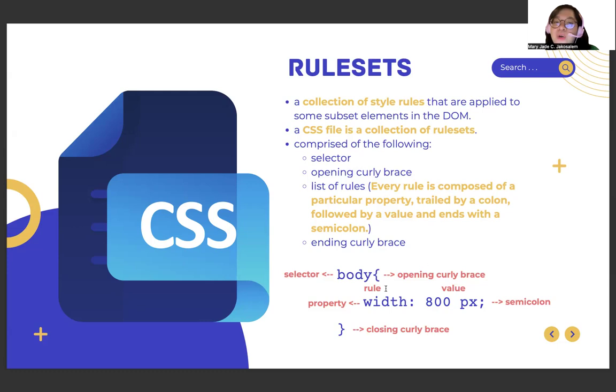So a rule is actually composed of the property. This is our property, the width. Then we have the colon. Then we have the value. And we have the semicolon. Remember, all rules should always end with a semicolon to avoid errors.